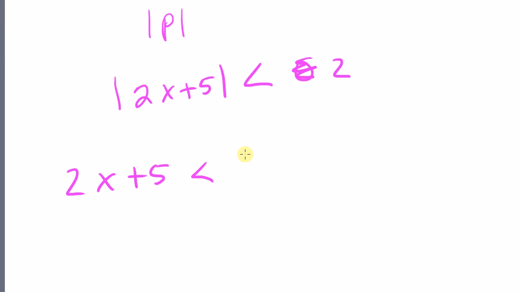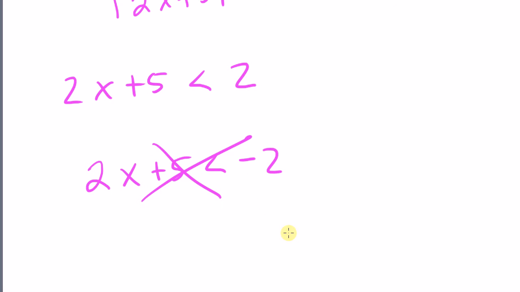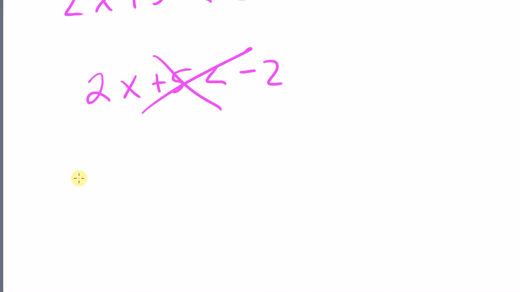I'm going to change this to a 2 so that way it makes a little more sense, is less than 2. When you do your negative case, do not do this. 2x plus 5 is less than negative 2. Don't do that. Make sure that you actually write it out, because you're going to get the negative case is the opposite of whatever is inside here, and that has to be less than negative 2.